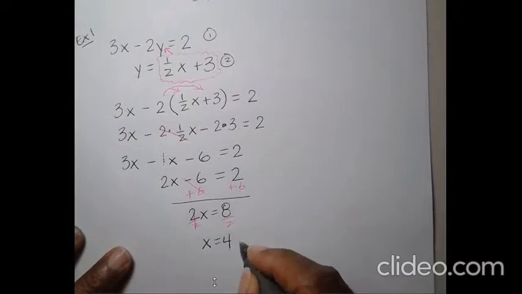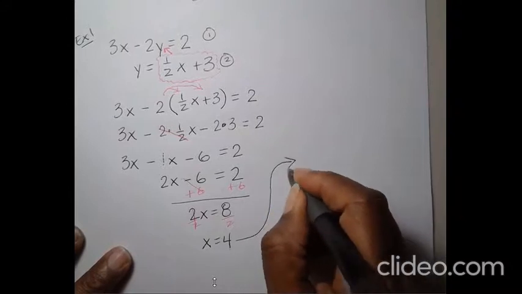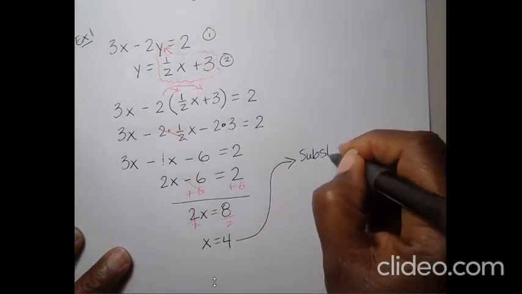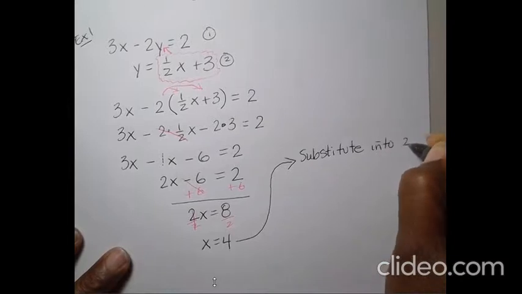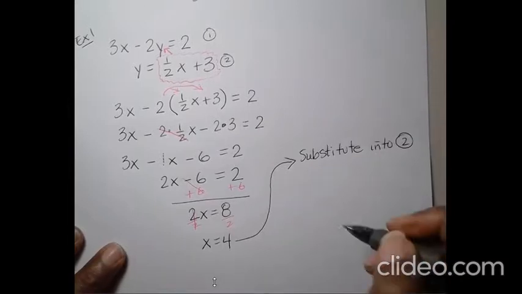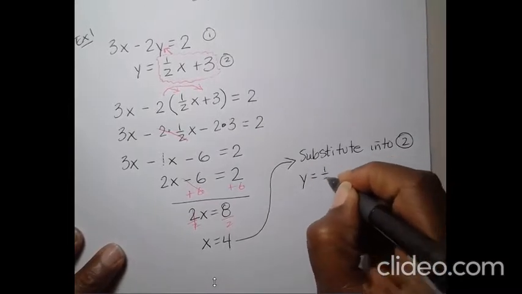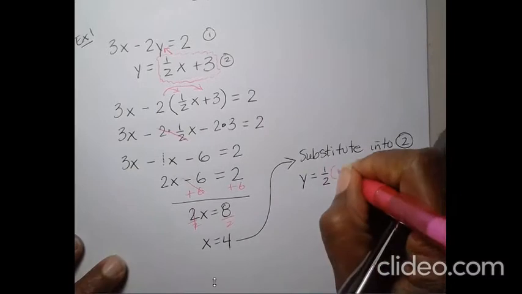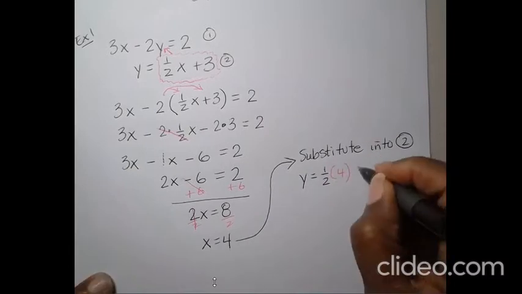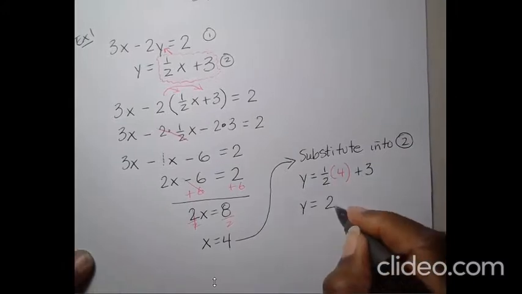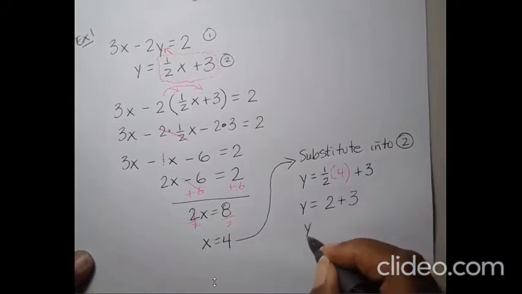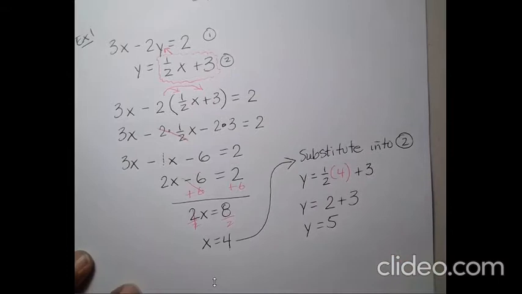Substitute into equation 2. So we have y equals 1/2, putting the 4 in place of the x, plus 3. So y equals 1/2 times 4, which is 2, plus 3. So y equals 5. Our solution for this system of equations is (4, 5).